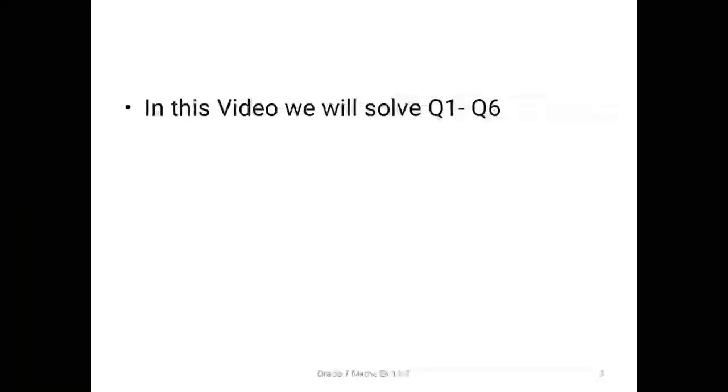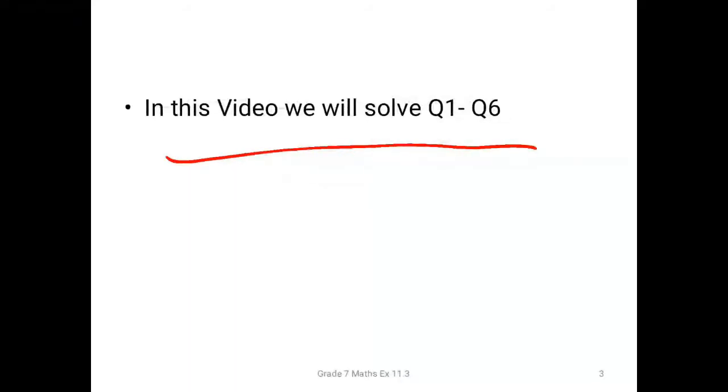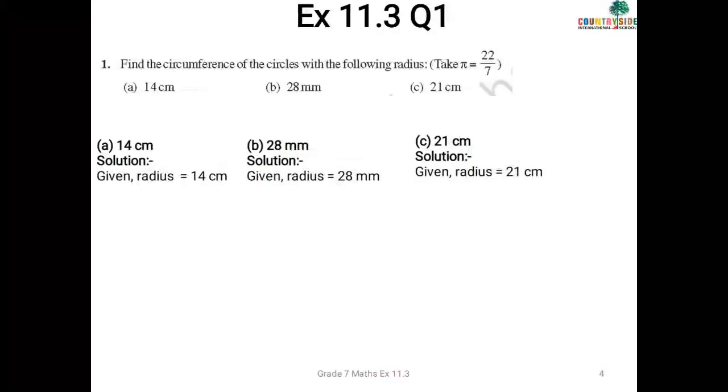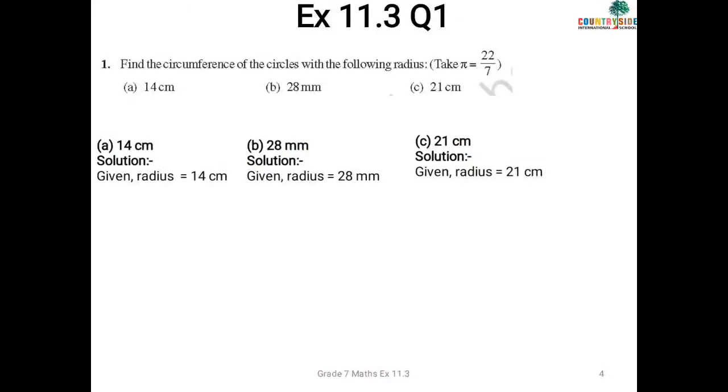In this video we will solve question number 1 to question number 6. So quickly, let's start with exercise 11.3 question number 1. Read the question: find the circumference of a circle with the following radius. Here we have to find the circumference and the radius is given to you. Let's start with A. The radius is 14 and we have to find the circumference.